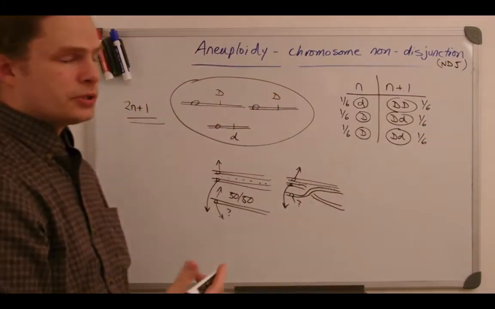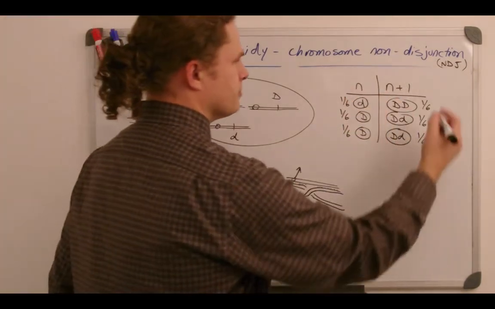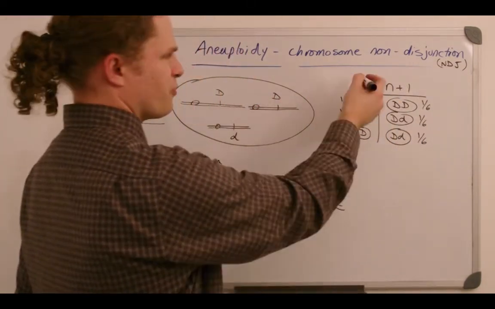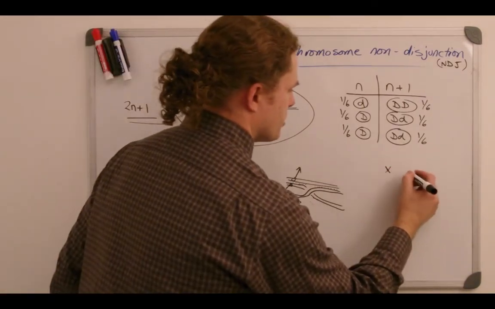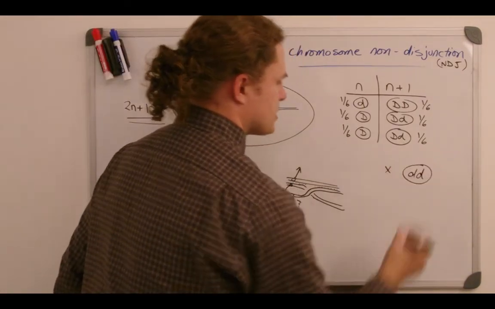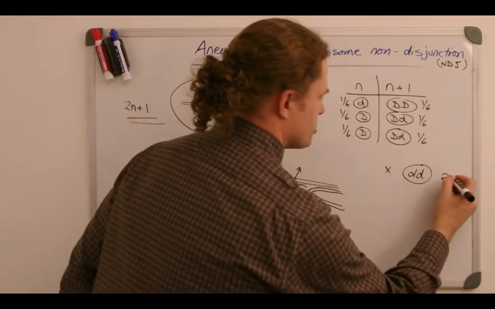And in the next segment, what we'll do is we'll test cross this organism, this 2n plus 1 organism, which is forming products of meiosis, say gametes, and we'll take this and we'll test cross it to a normal organism that is little d as a 2n. And we'll do that in the next segment.